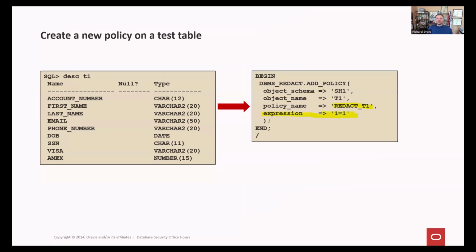So every user who queries this table sees redacted data, except for those users who have exempt redaction policy access. We don't want them querying that data. Maybe we use Database Vault to block their access.